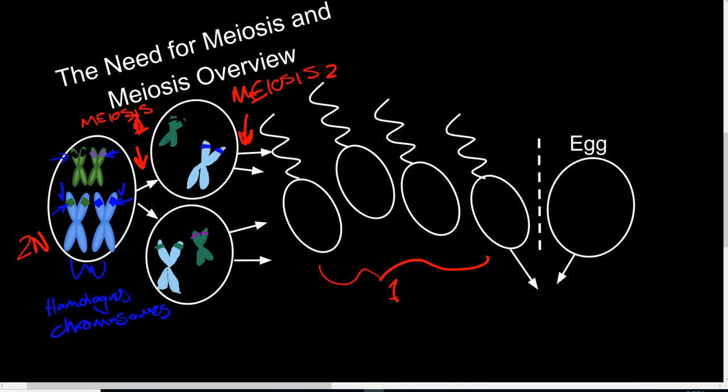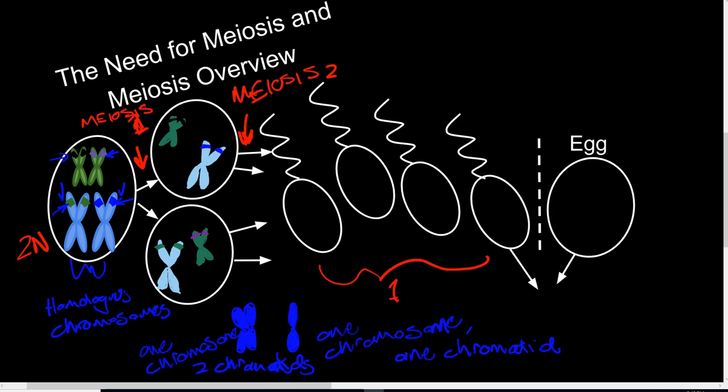In meiosis 2, what happens is these sister chromatids actually get pulled apart. And before I go any further, I just want to explain that this over here represents a chromosome. This also represents a chromosome over here. On the left is the duplicated version of the chromosome. On the right is an unduplicated version of the chromosome. So the chromosome on the left actually has two chromatids. The chromosome on the right has one chromatid per chromosome.